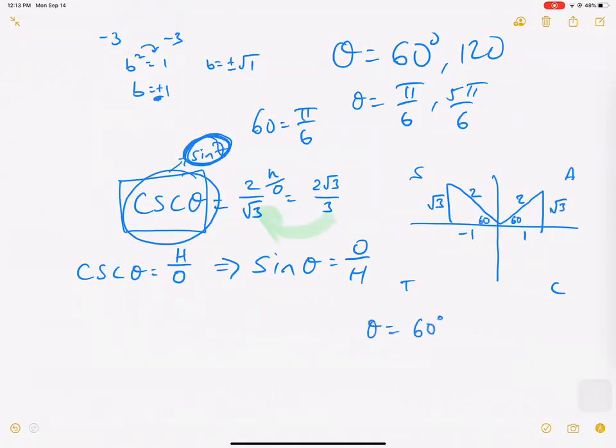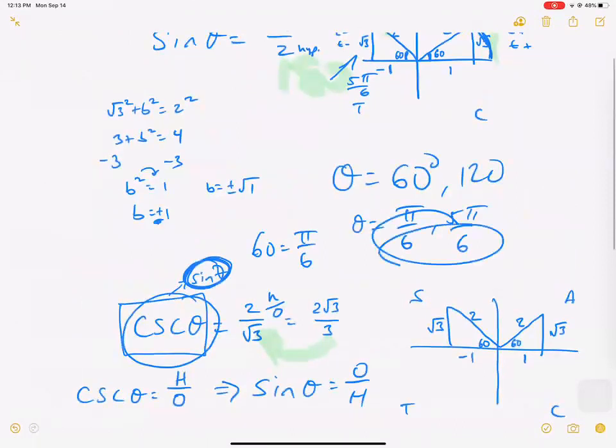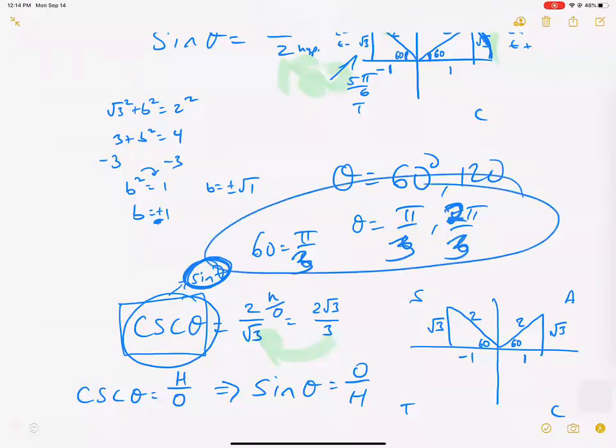60 and 120, or dividing by... oh, darn it, I made a mistake up here. Shoot. This here is wrong. That's so wrong. This is not pi over 6, it's pi over 3. If this is pi over 3, this part's 2 pi over 3 because it's 1 short. Sorry, I was thinking 30 degrees. Please fix that. I made a big mistake up here.